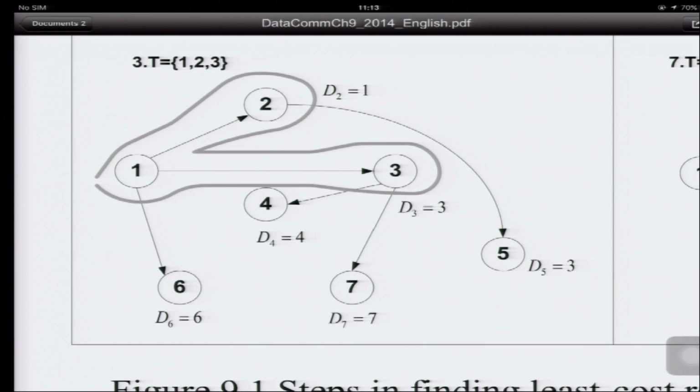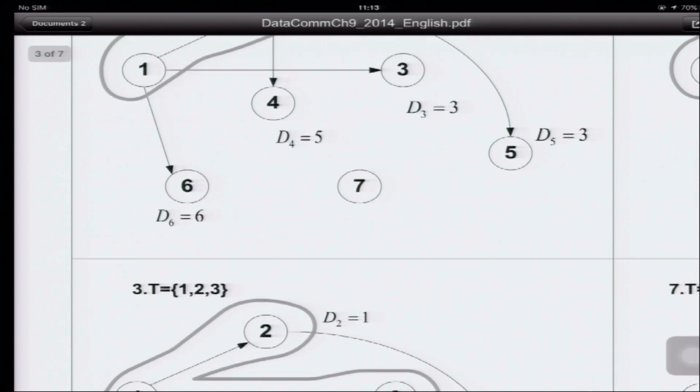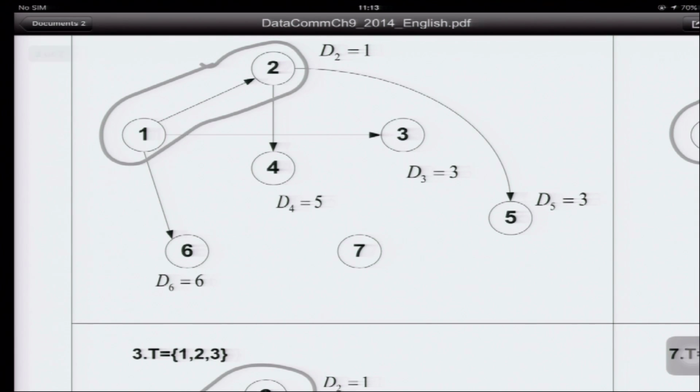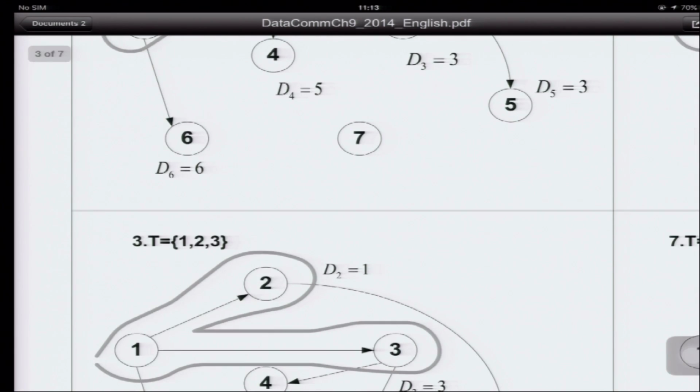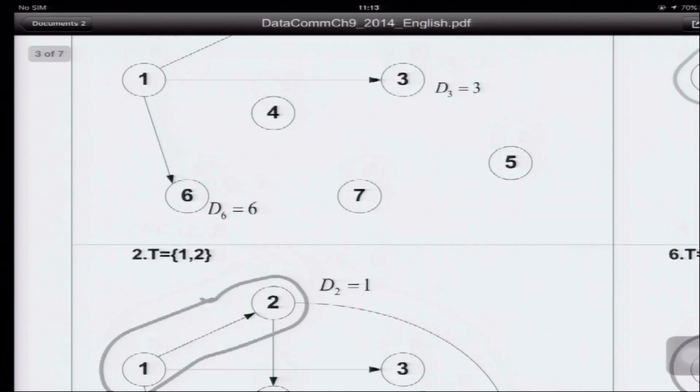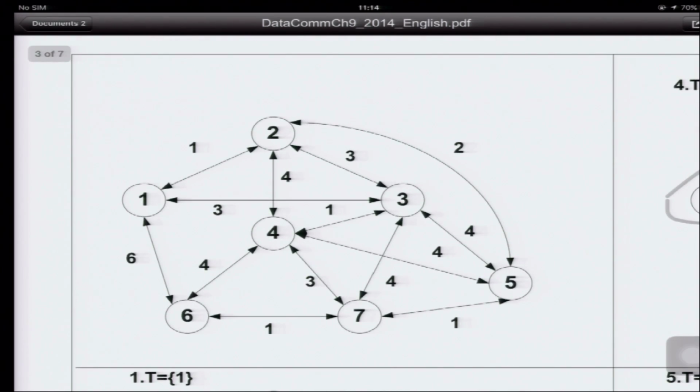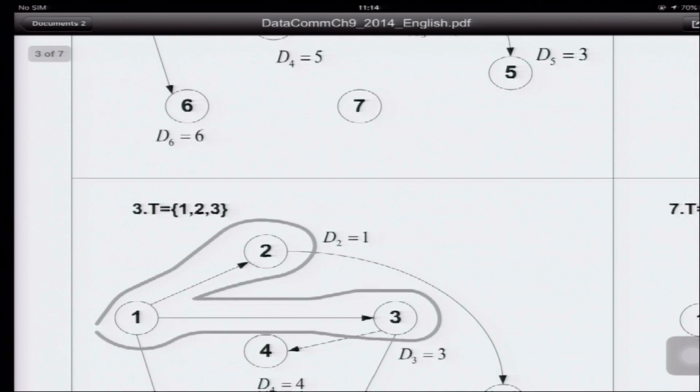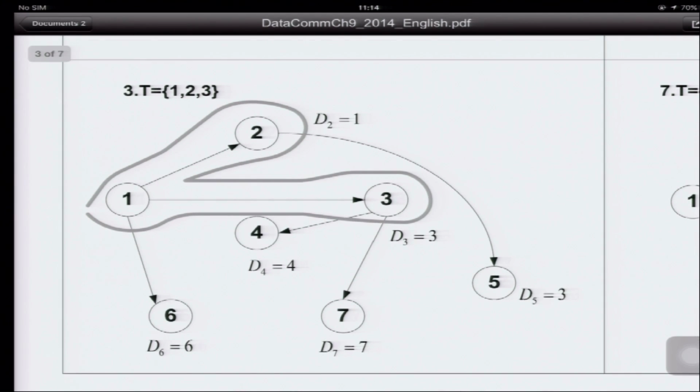And also node number 4: if you go from 1, 3, and 4, it is cheaper because the cost is 4 units. If you go from 1, 2, and 4, the cost is 5 units. You can check from here. 1, 2, and 4: 1 plus 4 is 5 units. 1, 3, and 4: 3 plus 1 is 4 units. So you change the cost to go to 4 by using 1, 3, and 4. So you get this step.